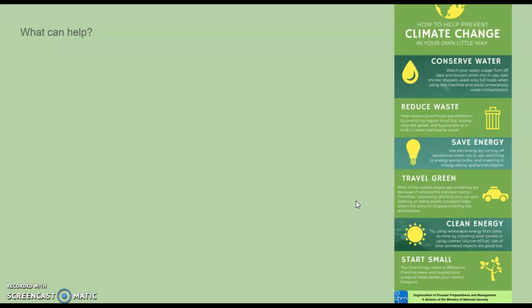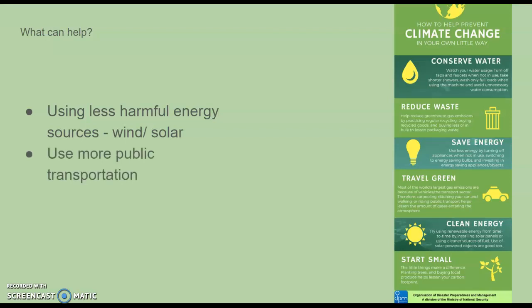So I know that's very sad and depressing news, but what are some ways that we can help? So using less harmful energy sources, that can be at the individual level, but lots of companies and corporations are trying to use wind and solar energy because they don't release carbon dioxide emissions, and it's still getting the energy that we need, but not being as harmful to our atmosphere.